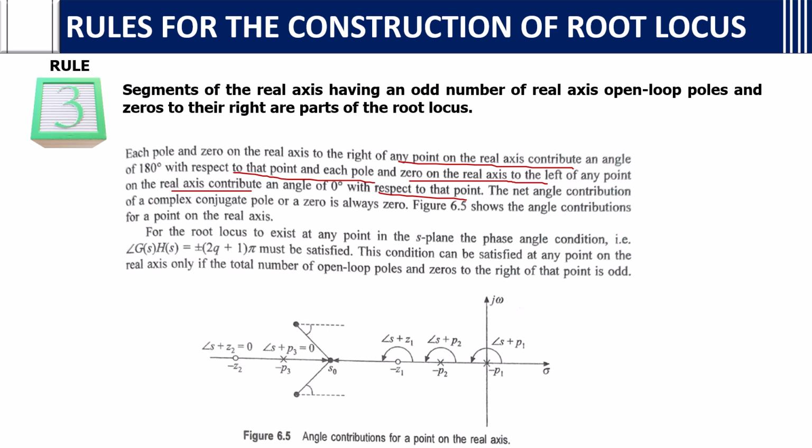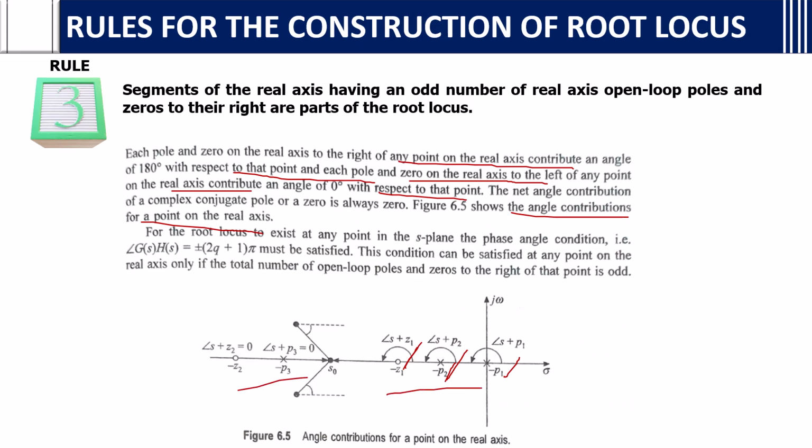0 and 180. To that point, the net angle contribution of a complex conjugate pole or a zero is always 0. The net angle contribution of a complex conjugate pole or a zero is what? 0 itself. So figure 6.5 shows the angle contributions for a point on the real axis. See, this is a pole, this is a zero, and this P is nothing but a pole. Here it is 180, here the angle is 0, if you observe.